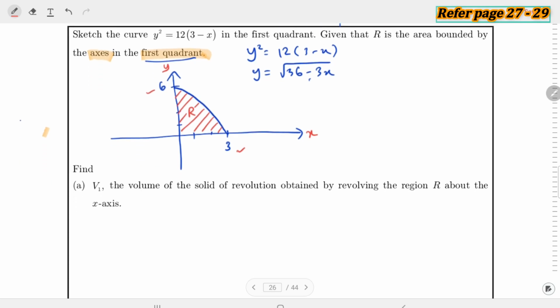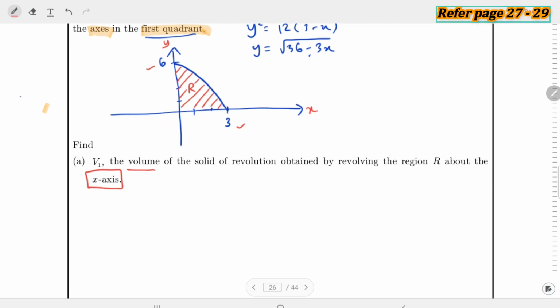Next question, find the volume of the solid of revolution obtained by revolving the region R about the x-axis. Be careful: volume about the x-axis, you must have pi, you must have a square, and dx, as I told you before. So V equals pi, don't forget to put your pi, and since it is rotated about the x-axis, dx, and here must be f(x) squared. So V1 equals pi, and for the x-axis, the limits are from 0 up to 3.